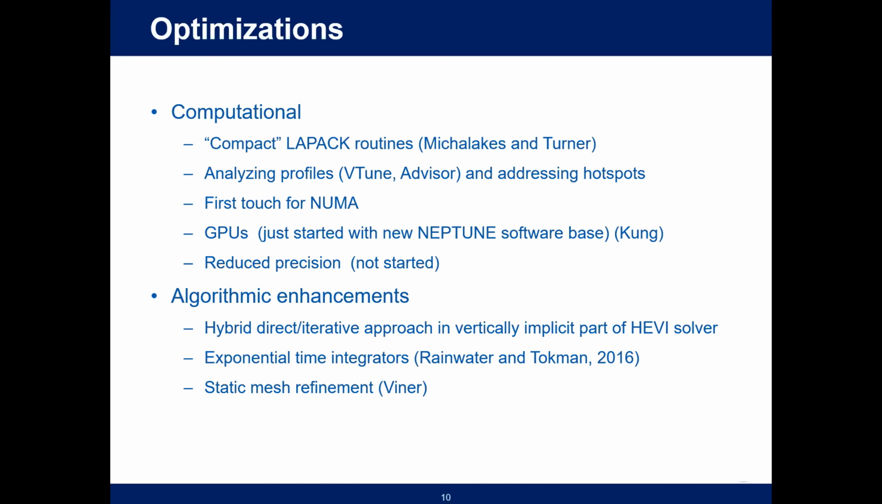Work on the GPUs, Chris Kung, who's now at NASA Goddard, got us started with some of the transformations to adapt the Neptune code to GPUs using OpenACC. And we need to look at reduced precision. I was really interested in Steve Thomas's talk yesterday, where he showed the reduced precision GMRES formulation and results. We use GMRES. I think that could be a win for us too. I'm also interested in Peter Dueben's talk coming up on reduced precision.